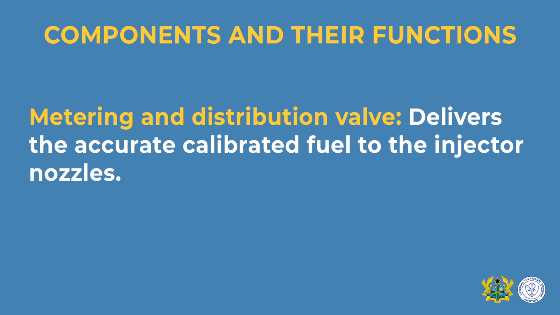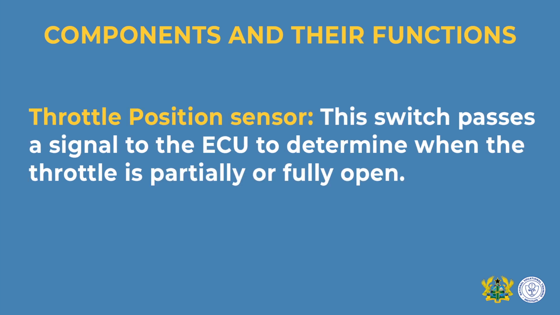combustion chamber. There is a throttle position sensor. This sensor is like a switch. It senses where the throttle position is, whether it's partially opened or fully opened. That will determine the amount of fuel the engine needs at that particular point in time.